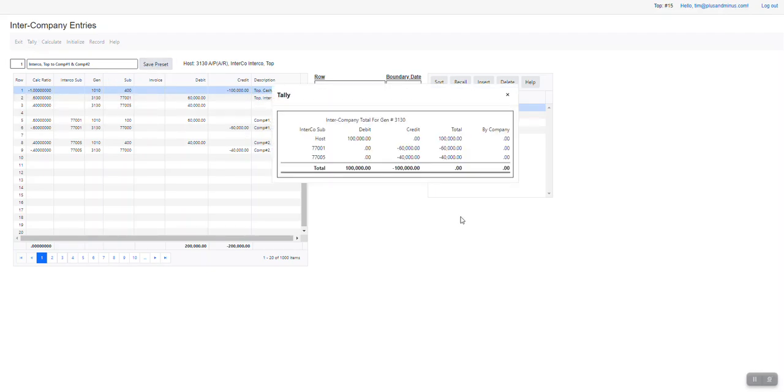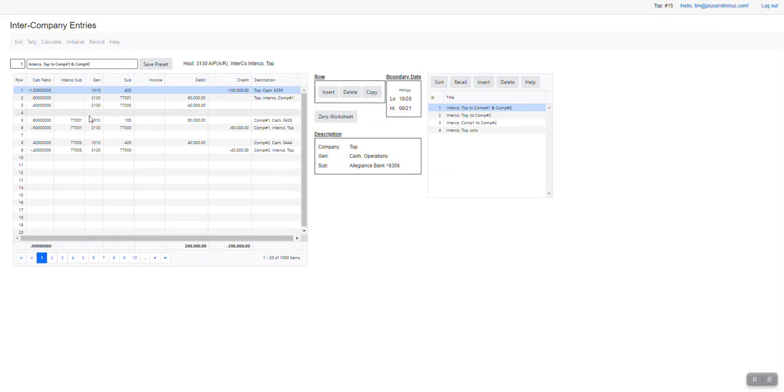Let's click tally. Tally shows that all the debits and credits are equal. It also shows that the total by company equals 0 and that by company equals 0. So these two columns must equal 0 in order to have a record. This routine is checked right before you issue record, and if it's not equal to 0, you'll get an error message. So let's record the intercompany.